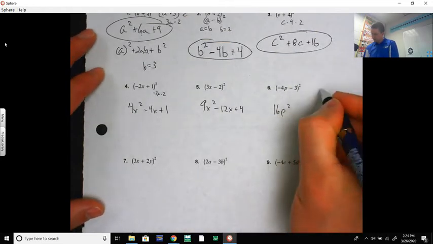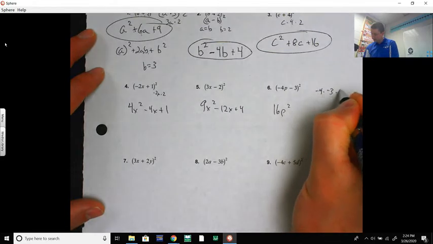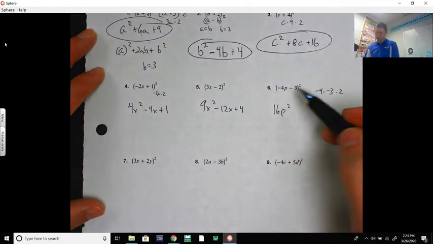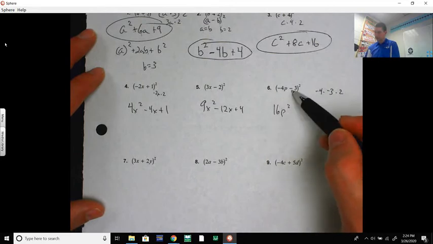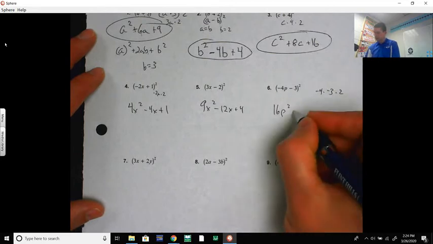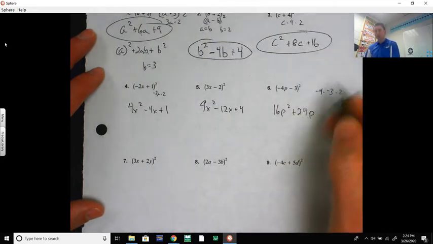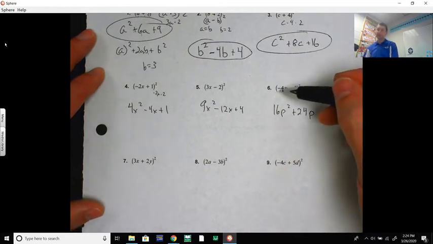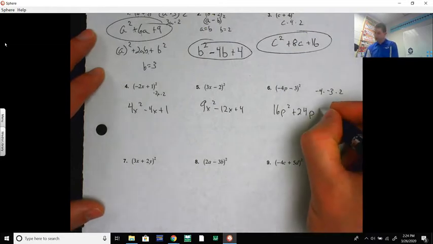16p squared, negative 4 times negative 3 times 2. Ooh, because you have two minus signs. So negative 4 times negative 3 times 2 would be 24. That would be a plus 24 because you have two negative signs in there, not just one of them. And then plus 9.